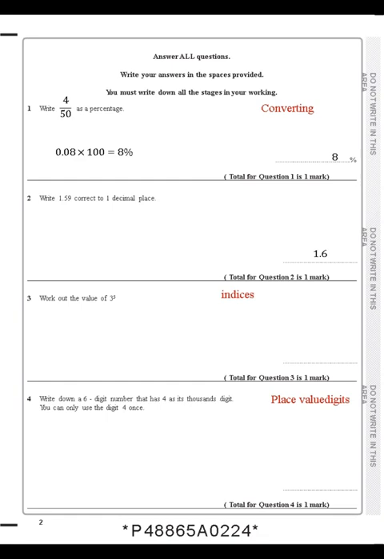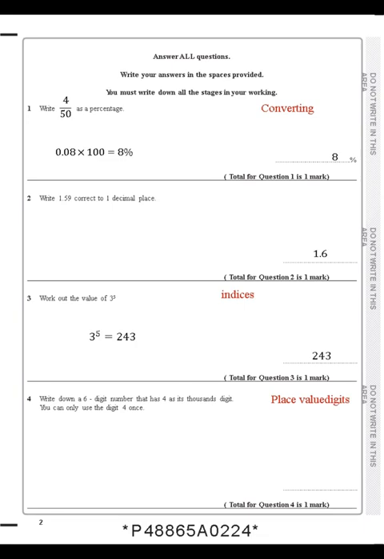Work out the value of 3 to the power of 5. So in your calculator, 3 to the power of 5 is equal to 243. The final answer is 243.